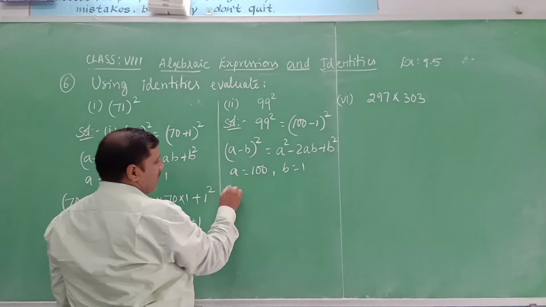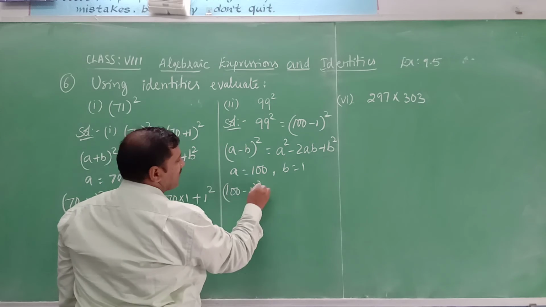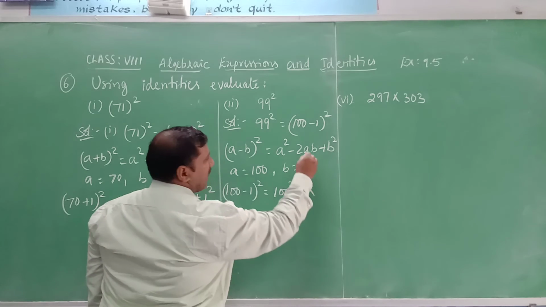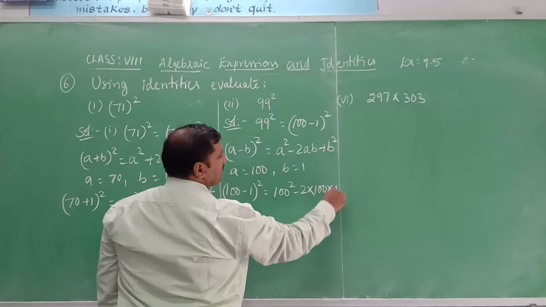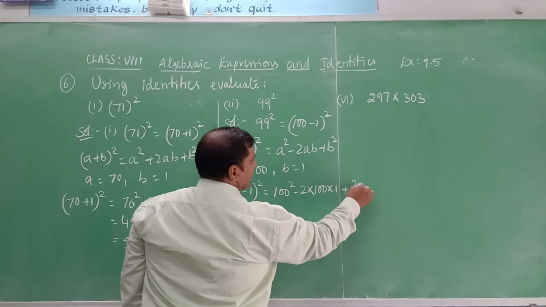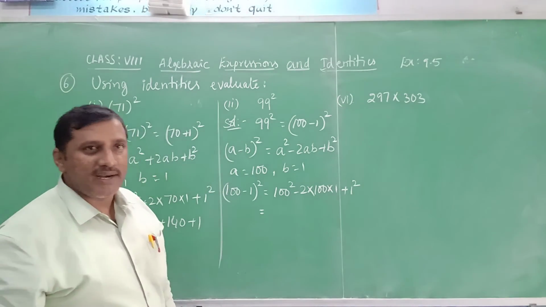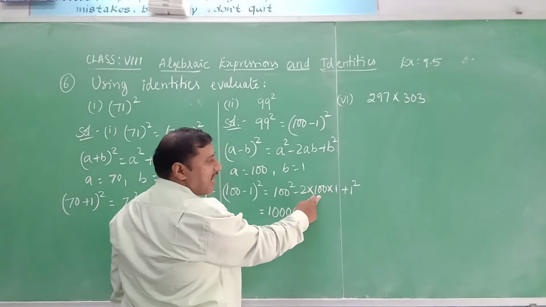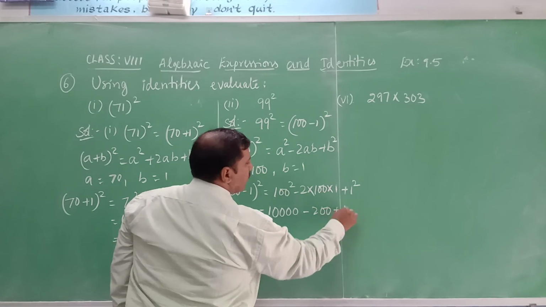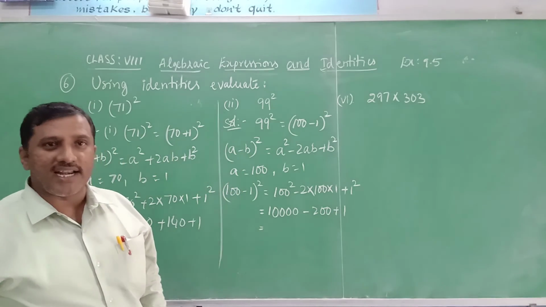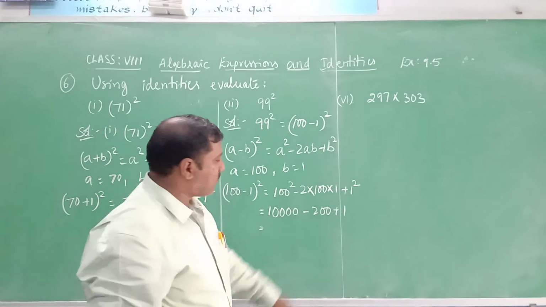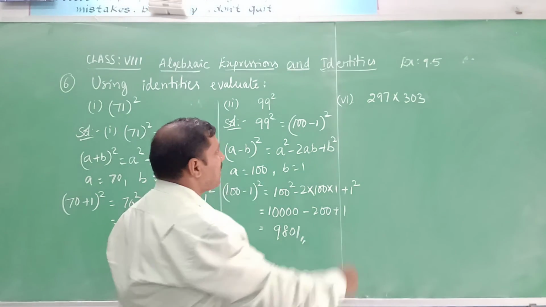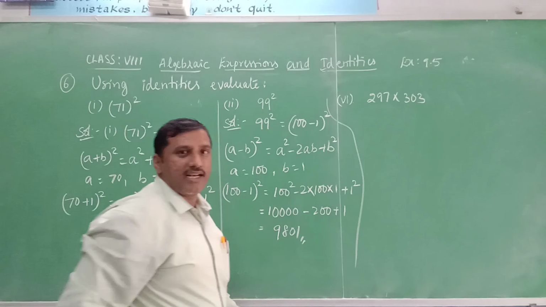Now a minus b whole square means 100 minus 1 whole square is equals to a square means 100 square minus 2 into a, it is 100 into b is 1 plus b square means it is 1 square. Now simplify. 100 square means 100 into 100 is 10,000 minus 2 into 100 is 200 into 1 200 plus 1. Now 10,000 minus 200 is 9,800 plus 1 you get 9,801 on simplification.